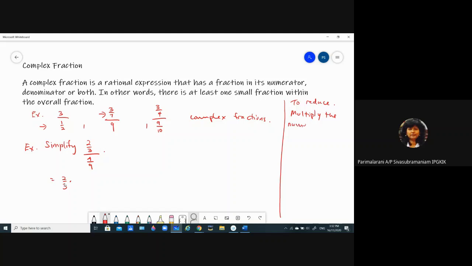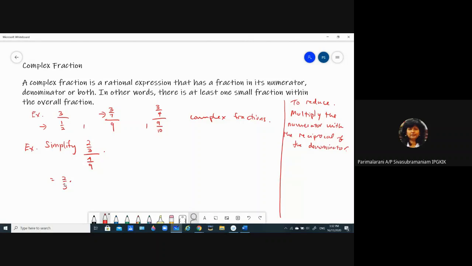Multiply the numerator. In case you have forgotten, numerator is the number on top. Denominator is the number at the bottom. So to simplify this fraction, all you have to do is to multiply the numerator with the reciprocal of the denominator. That means the salingan, salingan untuk penyebut.